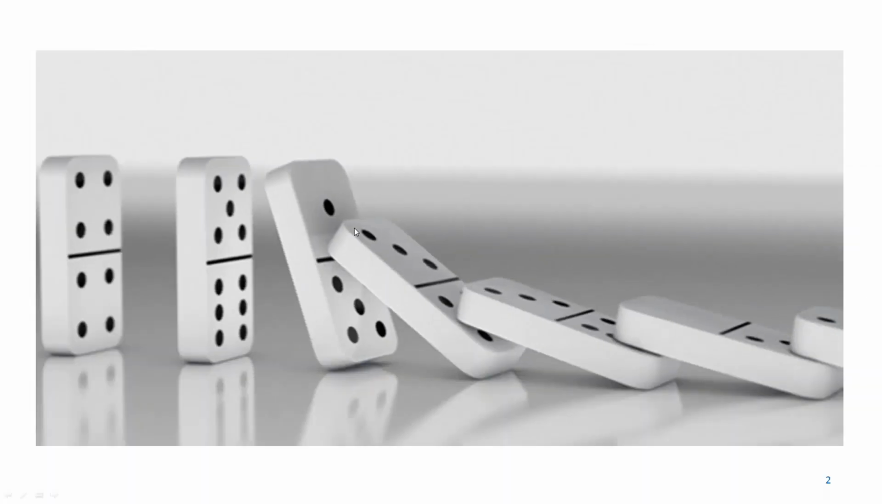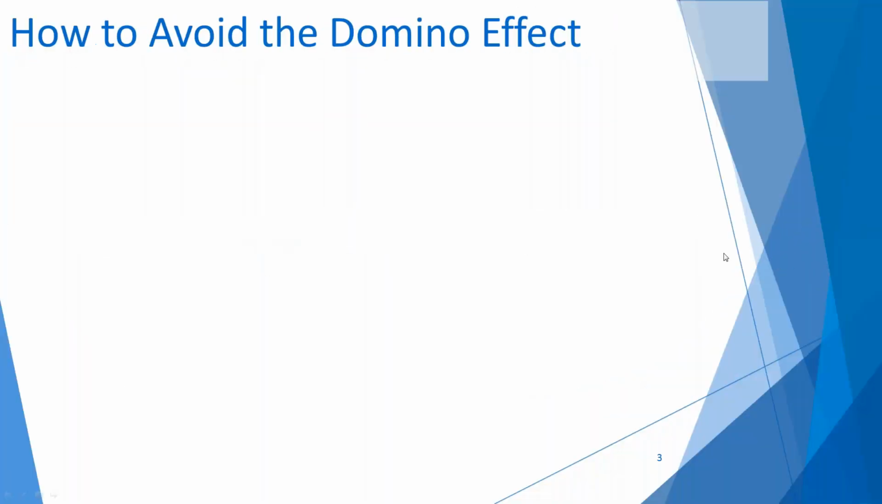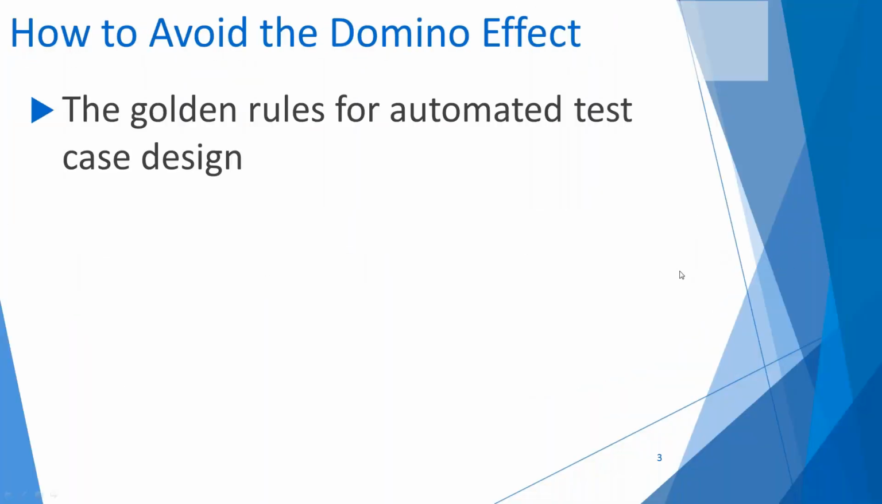There's something in automated testing that I think you're all aware of. We call it the domino effect. When you have a set of dominoes and you push one, the rest of them fall down. Well, in automated testing, we want to avoid that effect. Because we don't want a test to fail sometime in the middle of the night and leave our application in a state where all of the tests that follow are unable to execute. That's referred to as the domino effect in automation.